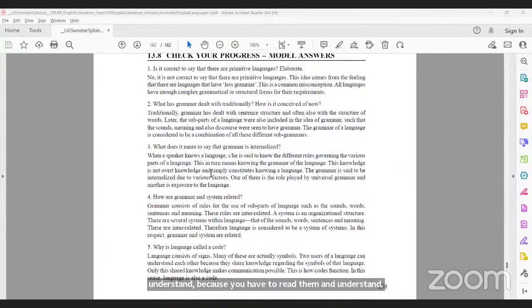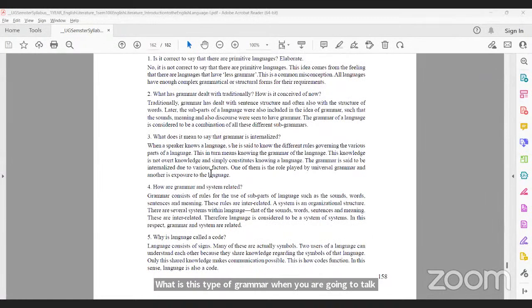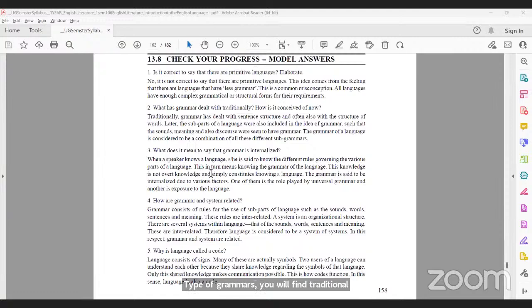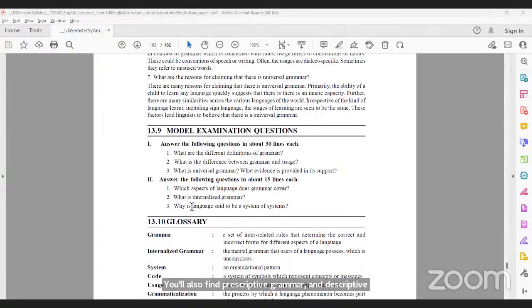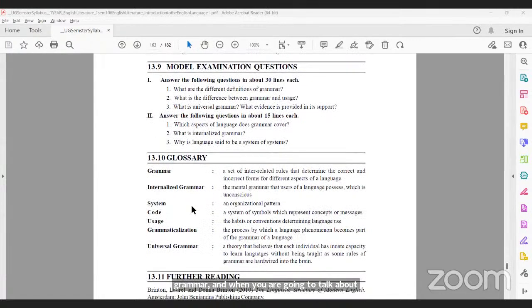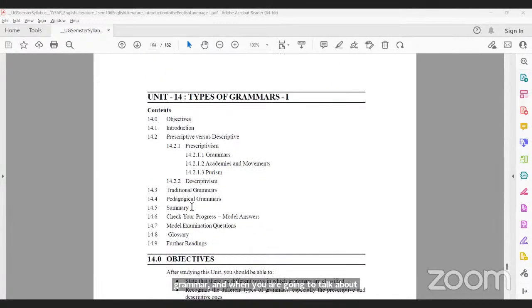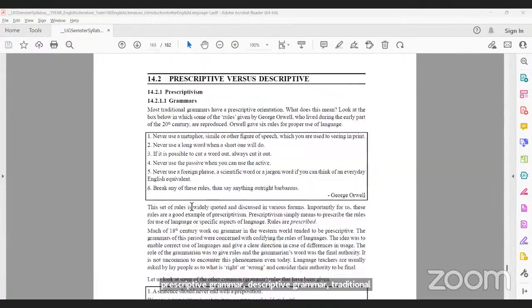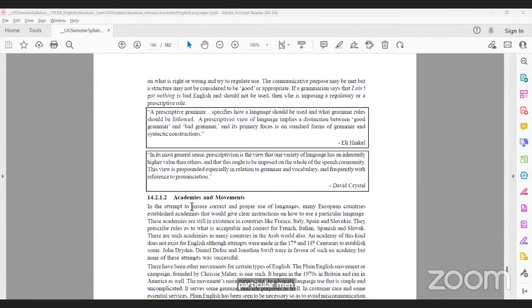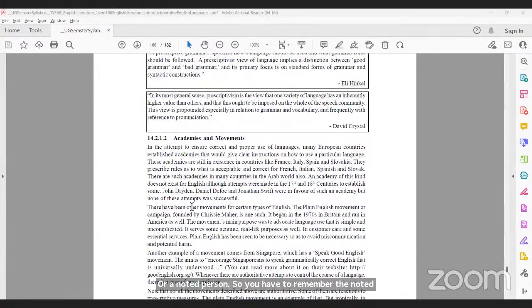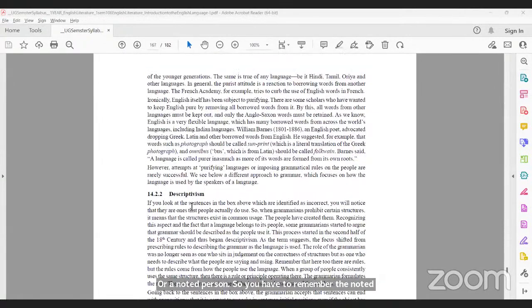When you talk about these chapters, the types of grammar, you will find traditional grammar, pedagogical grammar, prescriptive grammar and descriptive grammar. Each of the types has been given by a particular man or a noted person. So you have to remember the noted person's name and what he had said about that particular type of grammar.